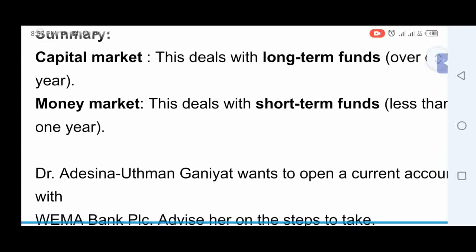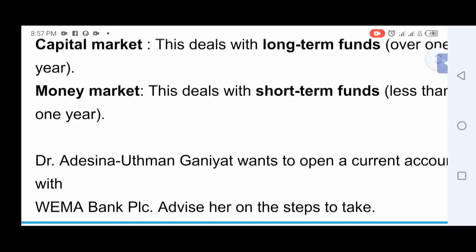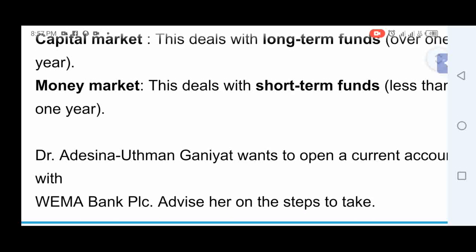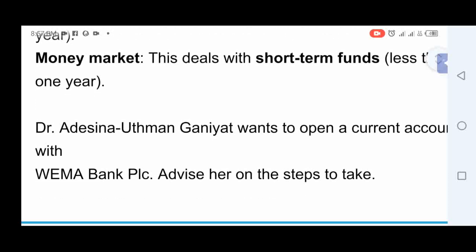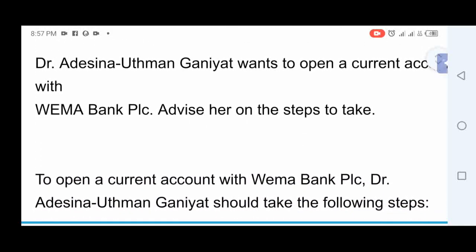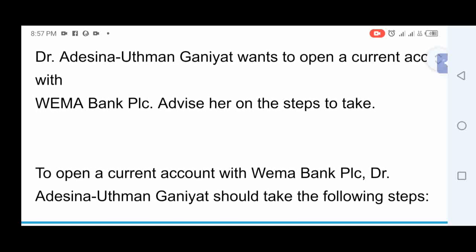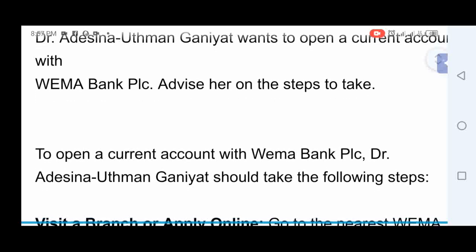Now this is a likely question to come out in exams or TMA. Dr. Ganiyu wants to open a current account with Wema Bank. Advise on the steps to take. To open a current account with Wema Bank PLC, Dr. Ganiyu should take the following steps.